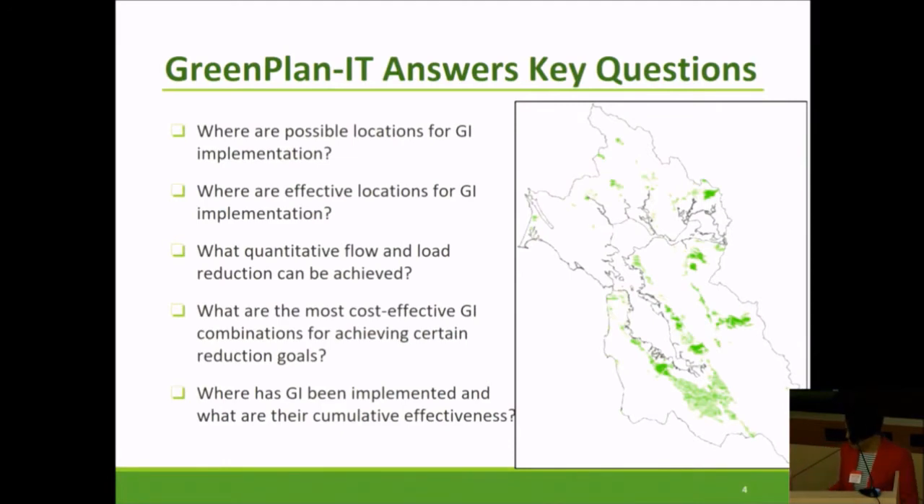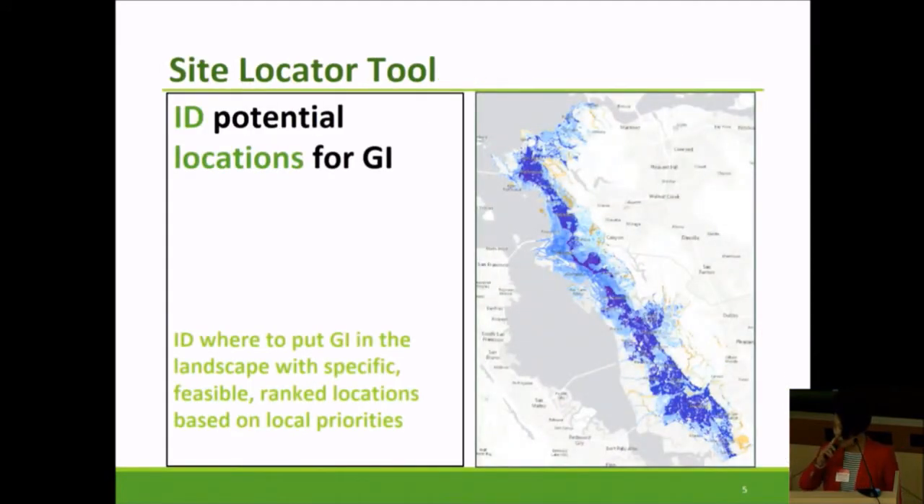So starting with the site locator tool, I just gave a quick review of each of them. This one is basically a GIS analysis. It's a serious GIS analysis to help you identify potential locations for green structure. This is what is referred to as prioritization and identification of potential locations. When you face a large landscape or a watershed or city boundary, you say, well, I want to put something, but where? The tool can help you go from not knowing where to put things to some very specific, feasible and direct locations based on your local priorities.